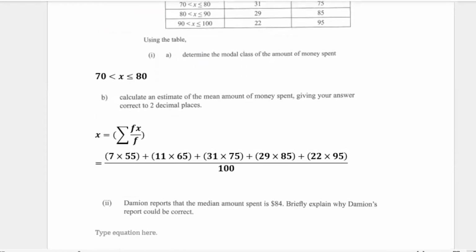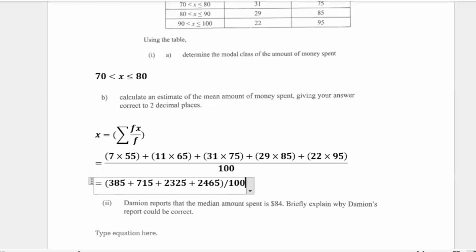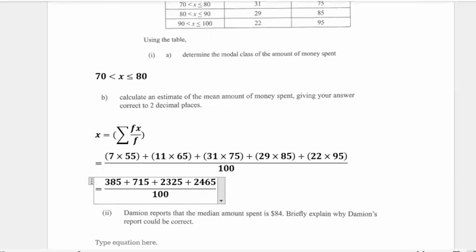And we can now work, so 7 times 55, what you'll get is 385 plus 715 plus 2,325 plus 2,465. All of that is divided by our total frequency of 100. Anybody get our mean as yet? So I'm going to stop here. Anybody, what is our mean?